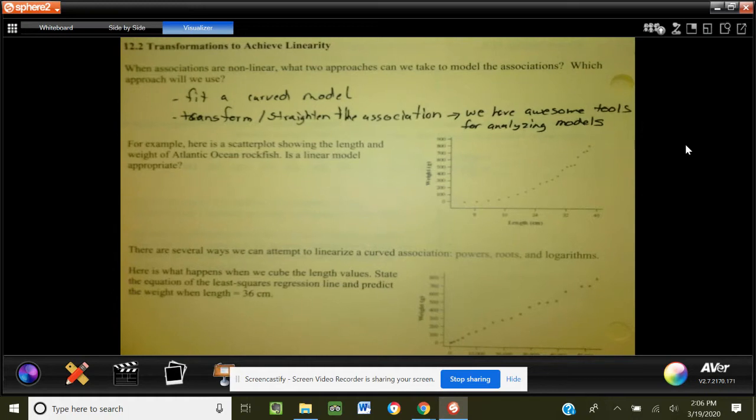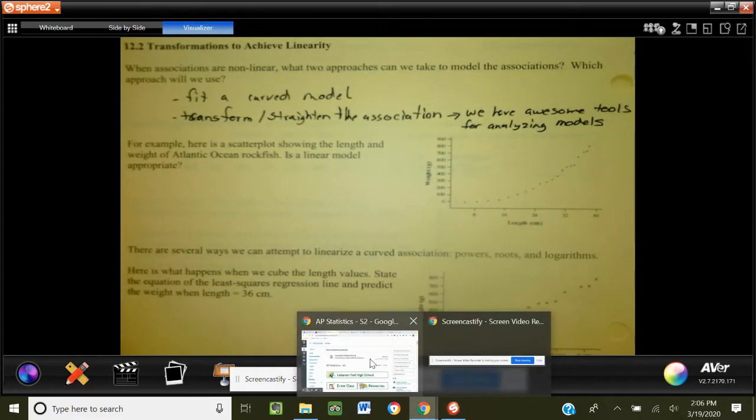Okay, so let's just look at a few examples here. So here you're looking at, this is a very interesting set of data, right? Atlantic Ocean rockfish. You guys think about these pretty often. So if you look at the length of an Atlantic Ocean rockfish and try to relate it to the weight, you'll see below.